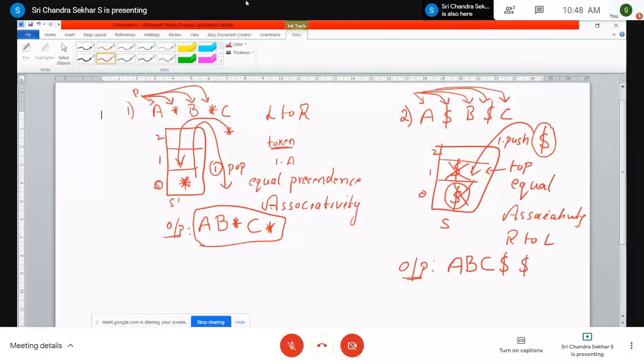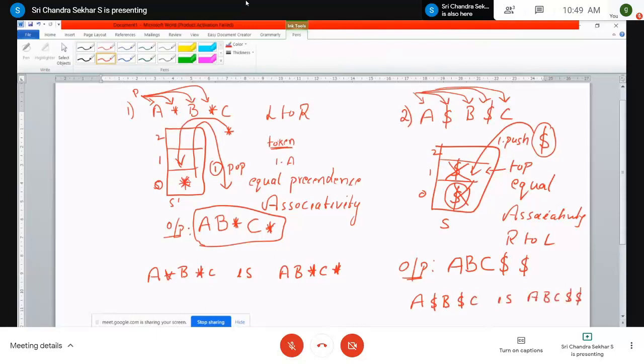This is how the left to right associativity operators and right to left associativity operators vary. So for the expression A star B star C, the equivalent postfix expression is AB star C star. But for the expression A exponentiation B exponentiation C, the equivalent postfix expression is A, B, C, dollar, dollar. So there is only one difference.